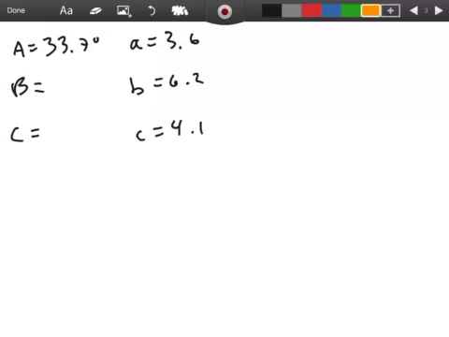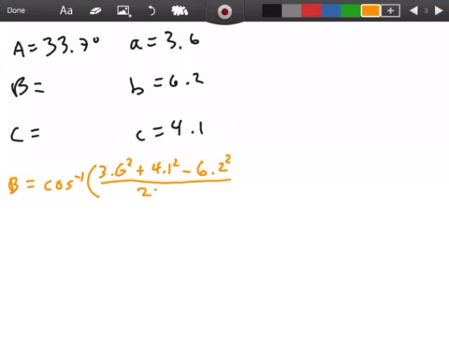So if we did that for angle B, angle B would be the inverse cosine of A squared plus C squared minus B squared over 2 times A times C. Inverse cosine of all that will give us the correct B. So 3.6 squared plus 4.1 squared minus 6.2 squared, then divide by the product of 2, 3.6, and 4.1. Then we take the inverse cosine of that, and I'm going to add a couple extra decimal points here, 107.08 degrees, which rounded to the tenth place is 107.1 degrees.